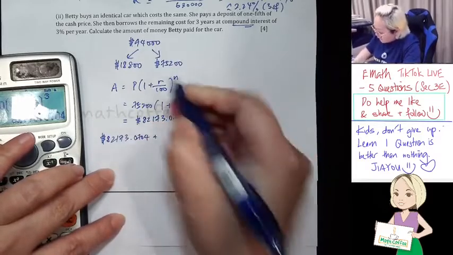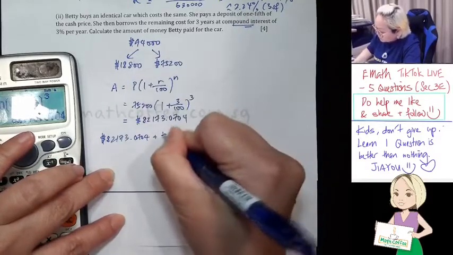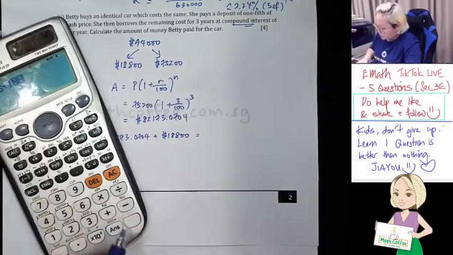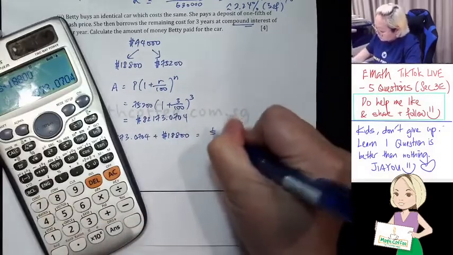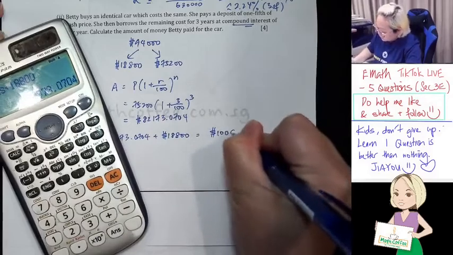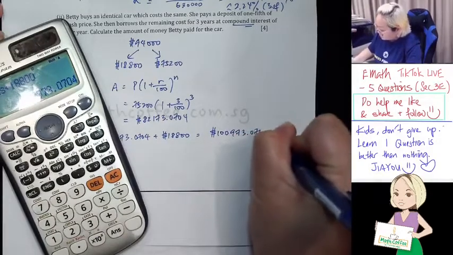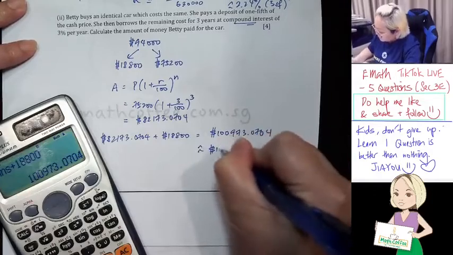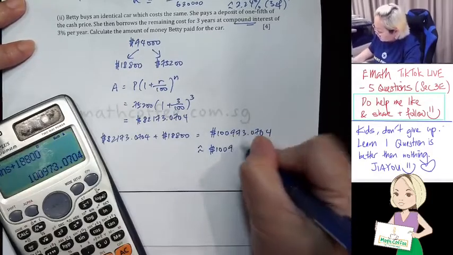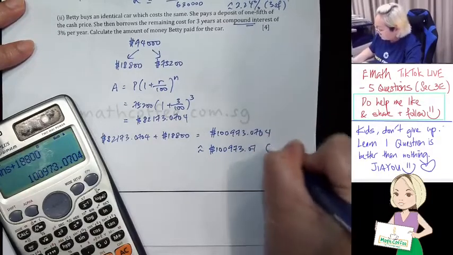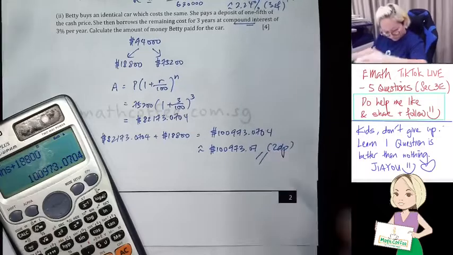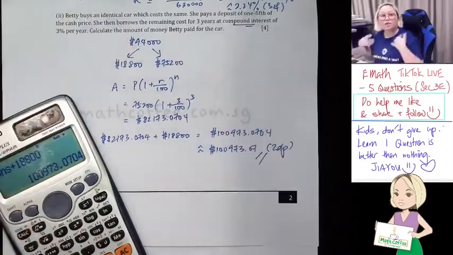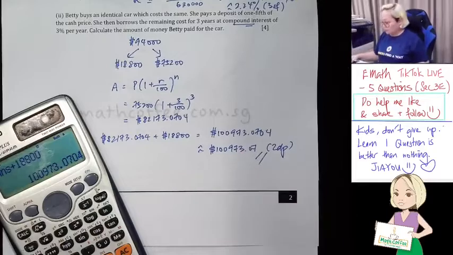82,173.0704 plus the deposit that she has paid initially. So plus 18,800, and we will get, wow, 100,973.0704. So money, round off to 2 DP. That means in total, she actually pays this much for the car. Although the car actually is 94,000, because she pays interest, in total she pays this amount.